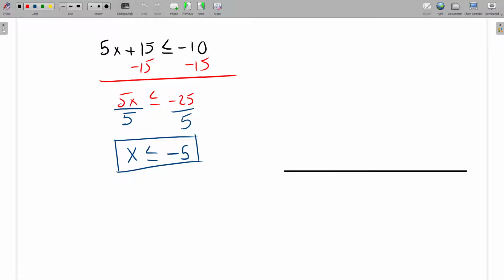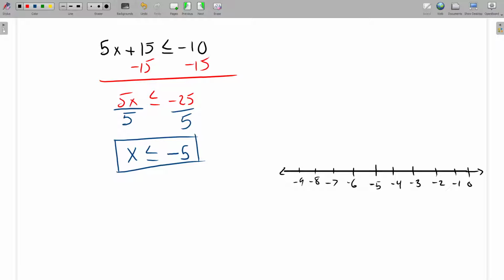So notice I have a line already drawn. This is a number line. There's no numbers on it though. So what I want to do is right in the dead center, I'm going to put the number that we said x is less than or equal to. We said x is less than or equal to -5, so I'm going to put -5. All the numbers to the left would go -6, -7, -8, -9, and so on. And the numbers to the right would go -4, -3, -2, -1, 0, and so on.